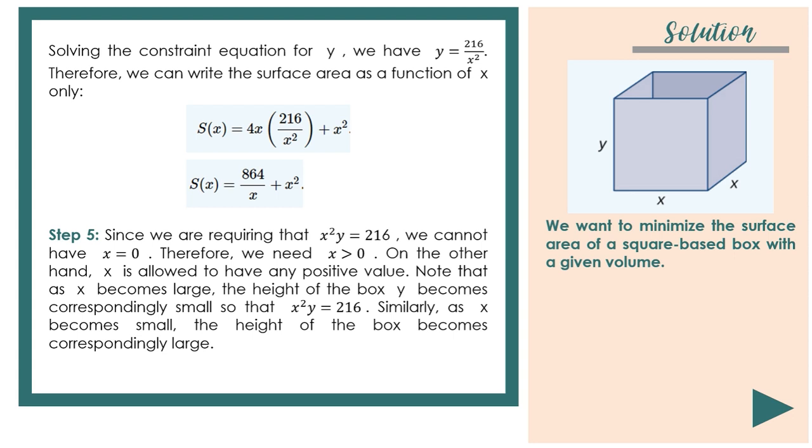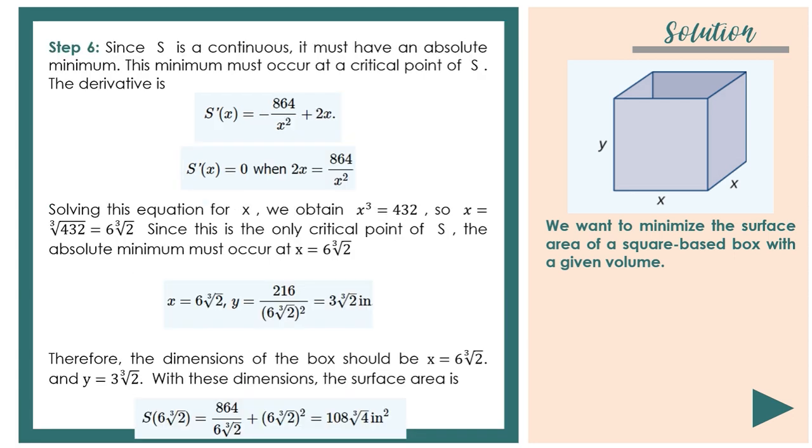On the other hand, x is allowed to have any positive value. Note that as x becomes large, mababa ang value sang height sang aton nga box. So, if magtaas ang value sang x, mubo ang y naton, so that ang aton nga x squared y will be equal to 216. Similarly, kung maggamay naman ang aton nga value sang x, mataas ang aton nga value sang height. So, we have to consider that constraints nga gipresent sa aton nga problem.